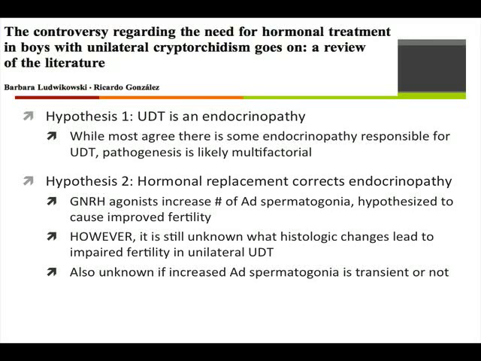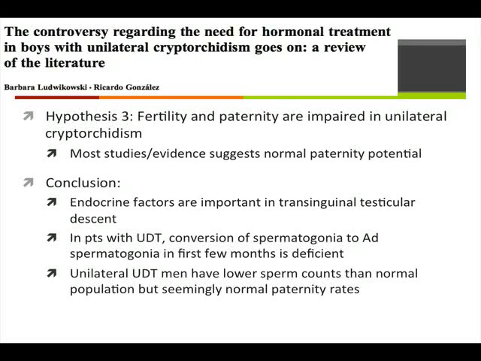The second hypothesis they looked at was that hormonal replacement typically corrects the endocrinopathy. They made reference to the previous paper and stated that GnRH agonists will increase the number of spermatogonia or dark spermatogonia, which is hypothesized to lead to improved fertility. However, we don't know what specific histologic changes are responsible for the impaired fertility seen with cryptorchid testes. We also don't know if this increased spermatogonia count is a transient effect or not, and what happens after you stop hormonal treatments.